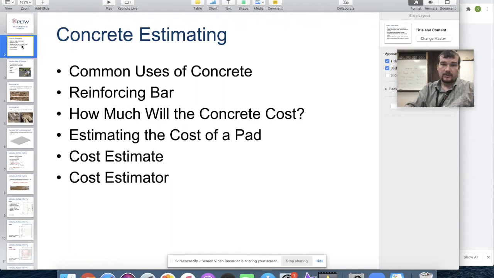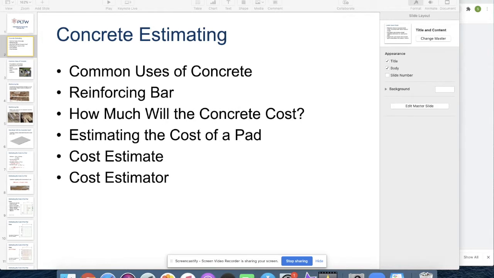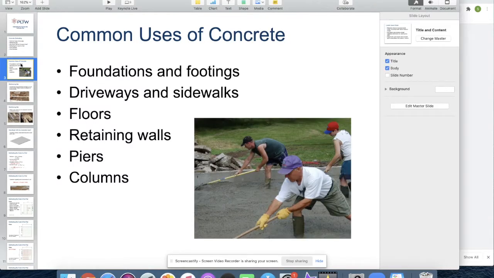So some common uses for concrete, reinforcement bar, how much the concrete costs, and then the other components that go in that as well. The second half of this presentation, we'll have an example of what you guys have to do, with the exception of the correct prices. I'm going to give you current prices that you will do yours with, so it will not come out to be the same as what you see in this presentation, although the steps are still the same and you can refer to those for a little bit extra help. That'll be there.